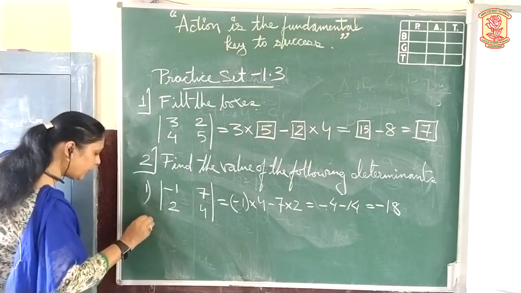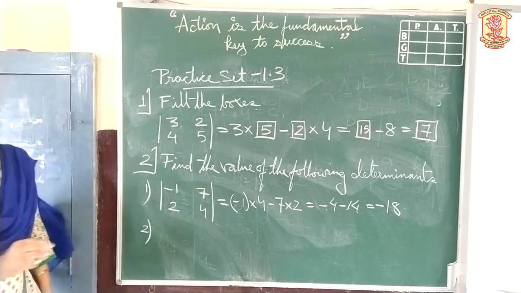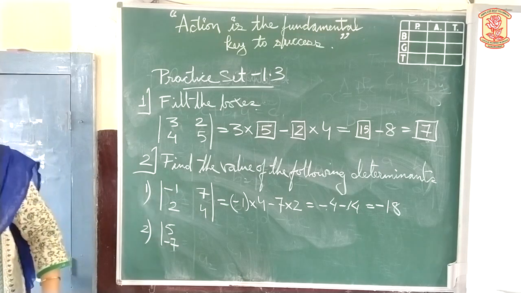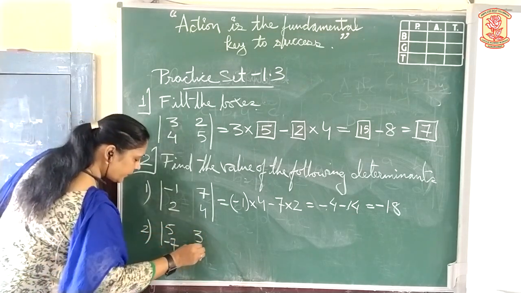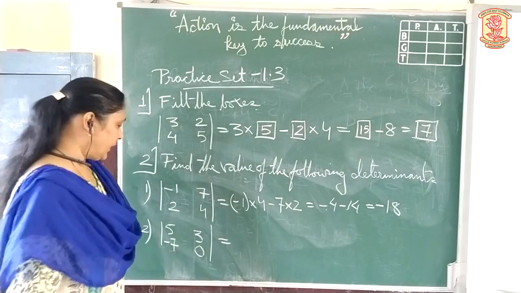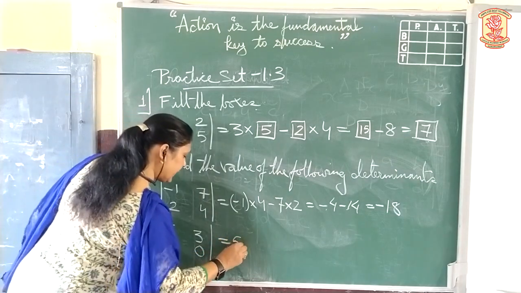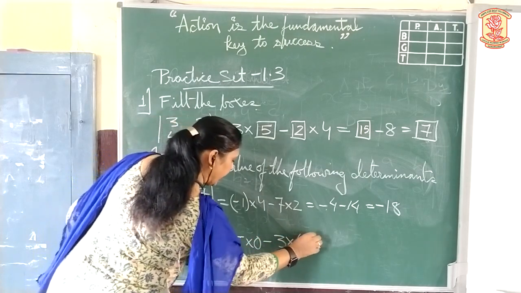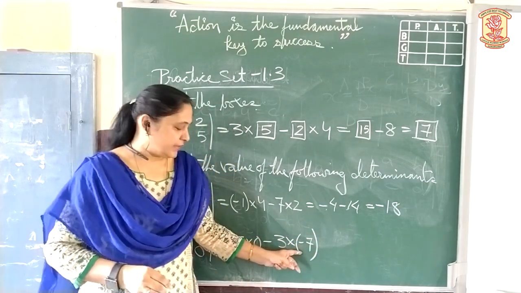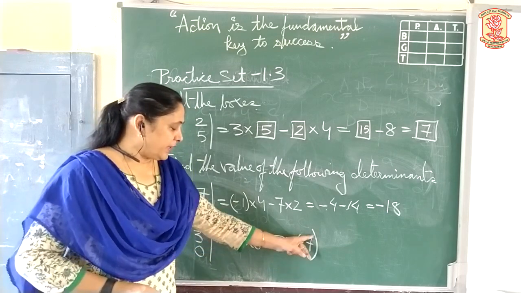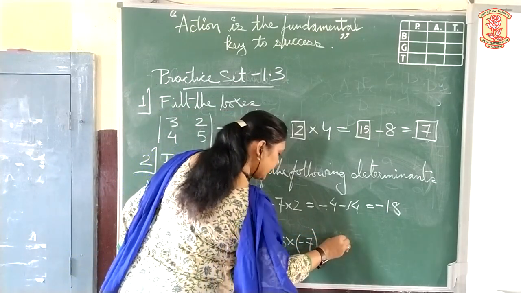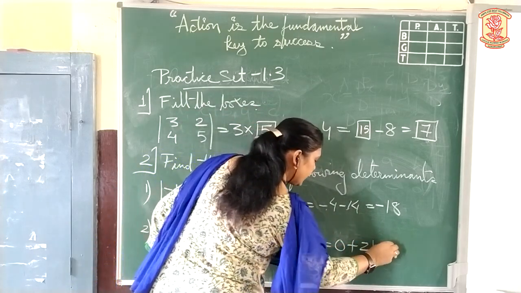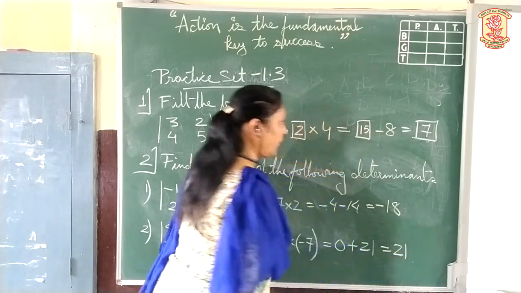Now the second bit of this question is, again we carry out cross multiplication. So it will be 5 into 0 minus 3 into minus 7. We cannot write two signs one after the other, so we write that minus 7 in the bracket. Now 5 zeros is 0. Minus minus plus. 3 sevens are 21. So 0 plus 21 is 21.